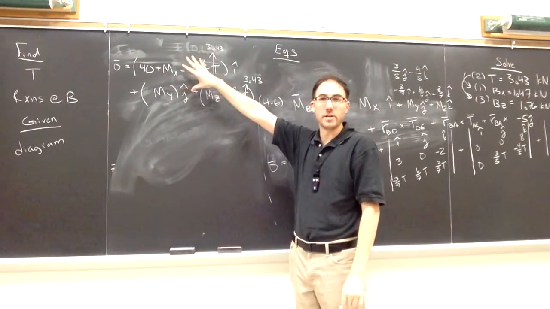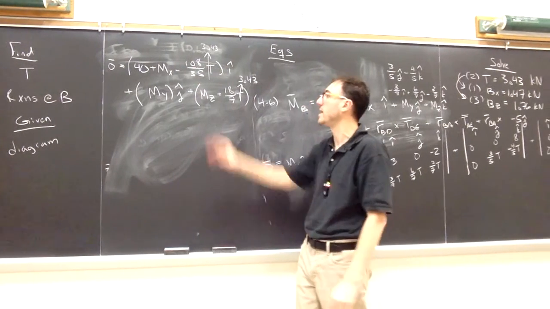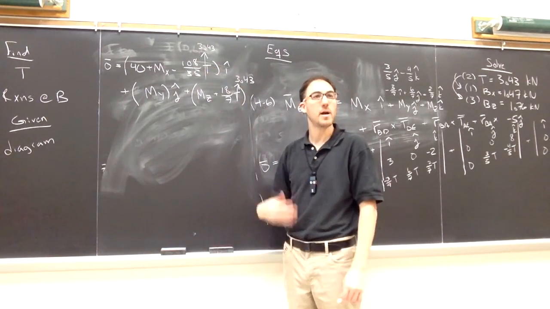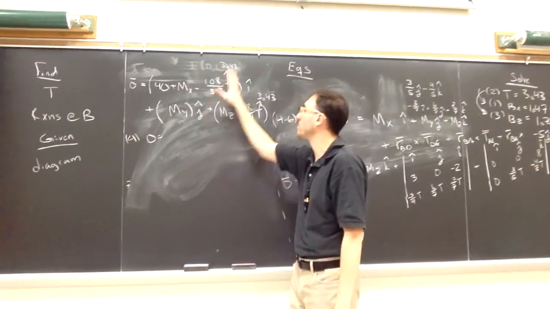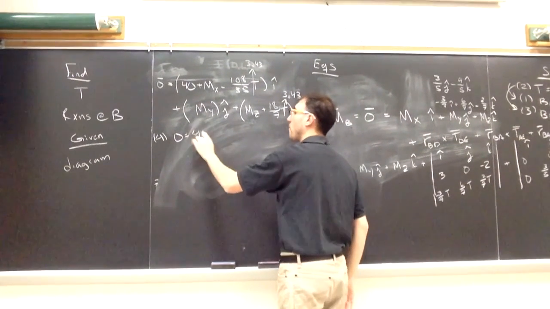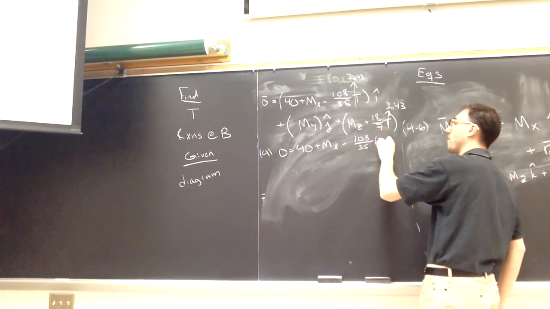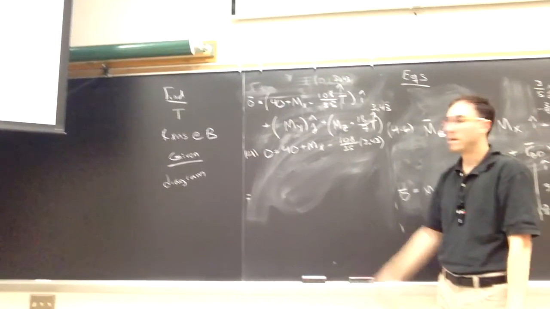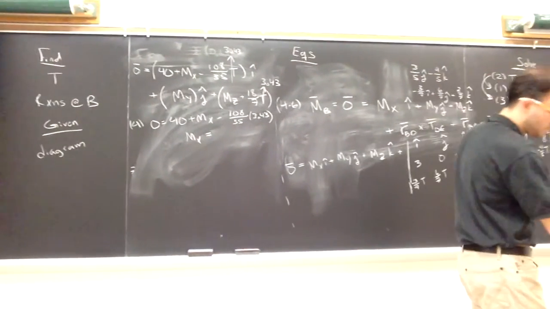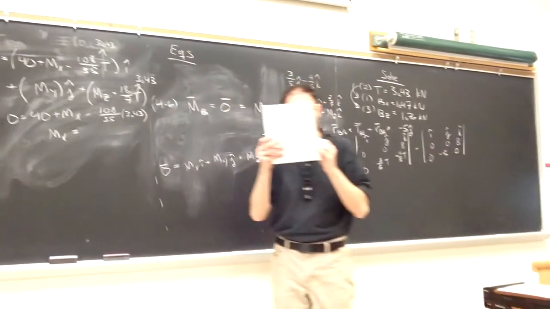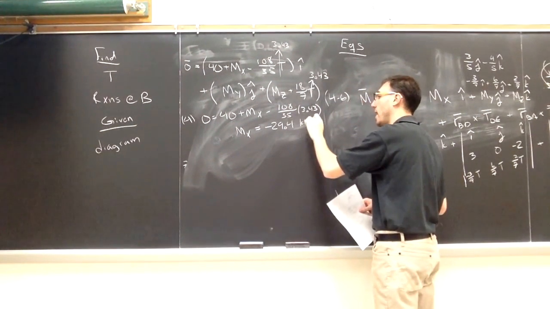This is a vector equation. I can turn this into 3 scalar equations. I will individually set each of these coefficients equal to 0 and solve for my unknowns. So my equation 4 is going to be that 0 equals this coefficient. So 40 plus mx minus 108 over 35 times 3.43. For my equation 4, the only unknown is then mx. That'll be negative 29.4. This is in kilonewtons times meters.